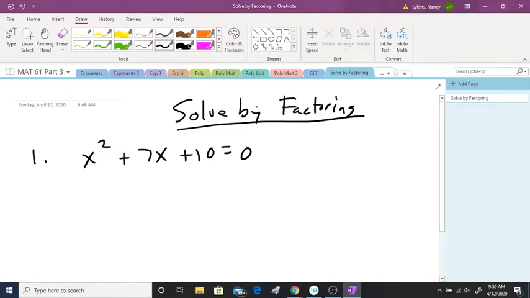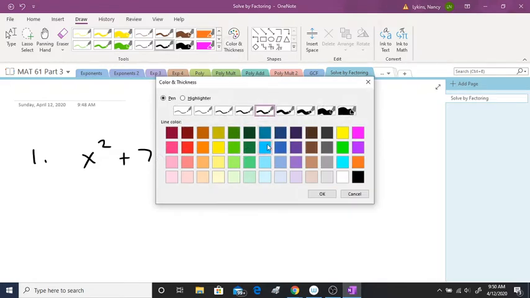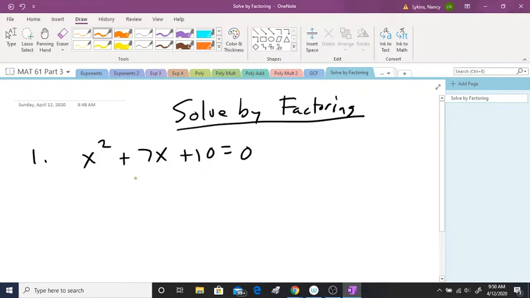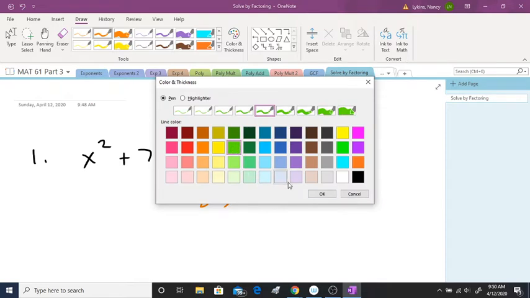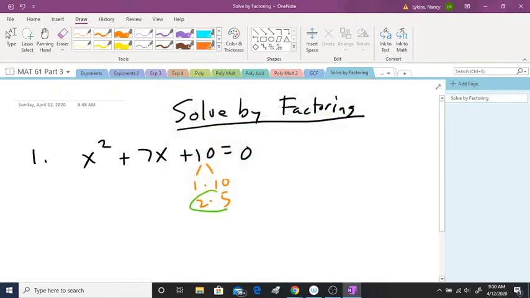So we still do the same process. In this case, you look at your 10, you do 1 and 10, 2 and 5. What two numbers give us a plus 7 right here? That would be the 2 and 5. So now I know that it's going to be x plus 2, x plus 5 equals 0.